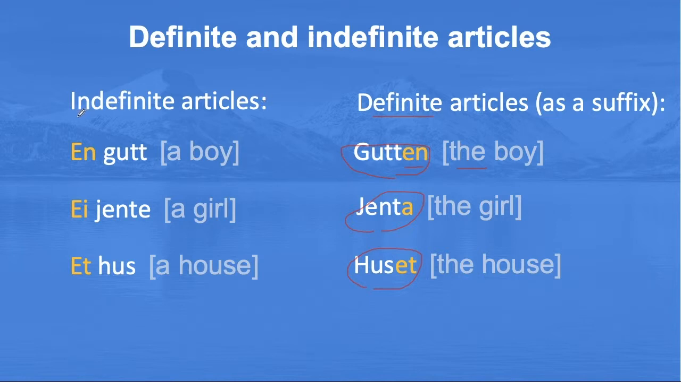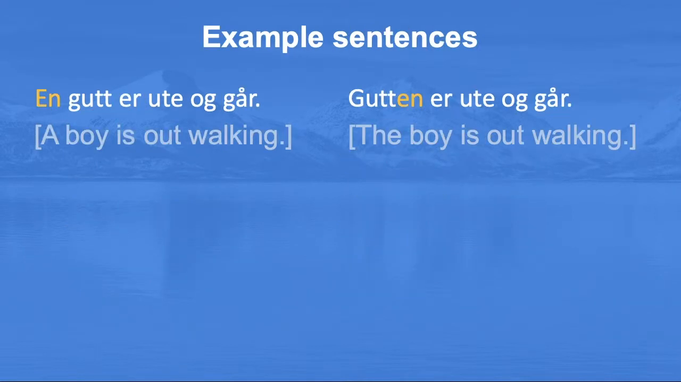While on the other hand, the indefinite articles en, ei, et, they are indefinite because we're not speaking about a specific boy, but any boy, not a specific girl, but any girl, not a specific house, but any house. So that's the difference between definite and indefinite articles. So let's look at some example sentences and see how the meaning changes when we go from using a definite article versus an indefinite article.